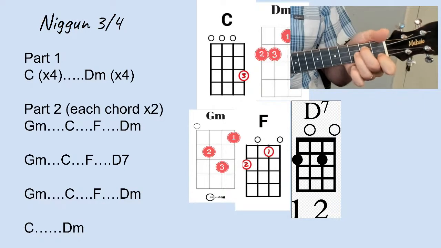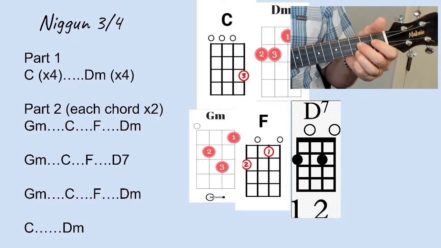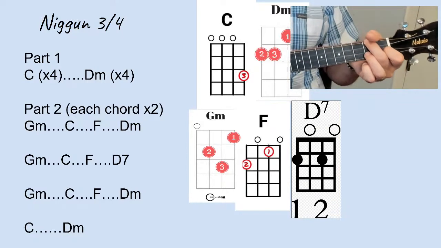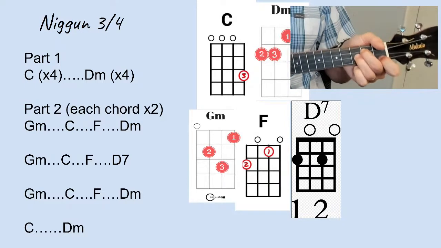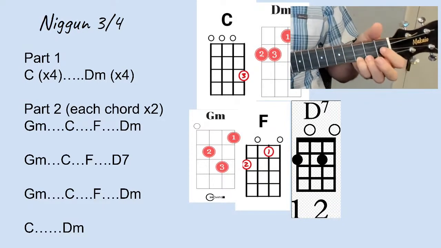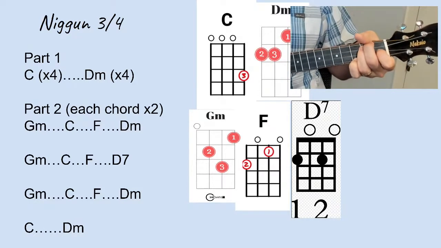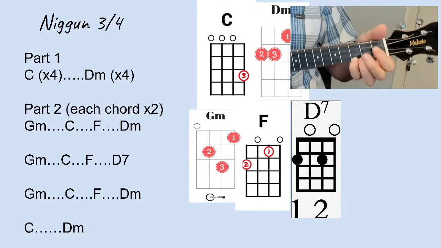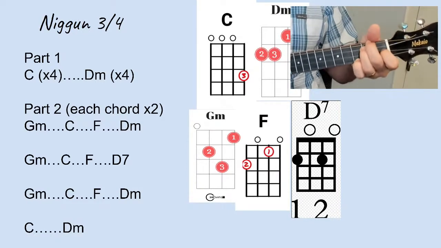Now go to G minor, go to C. Now go to F. Here comes D7. D7. Now go G minor, goes to C, and F and D minor. Now go to C and D minor.